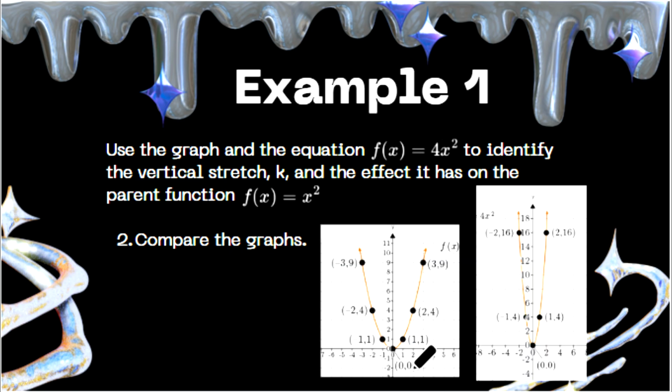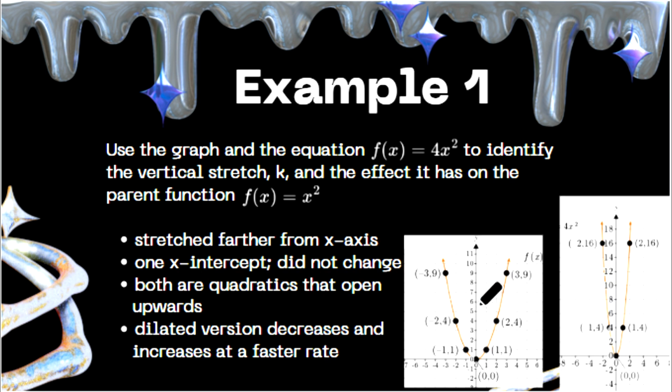Let's look at the graphs. You can see that the graph has been stretched, which means it's a vertical dilation. It's moving up, which means all of these y points are moving further away from the x-axis. It has one intercept at 0, 0, and it didn't change from one graph to the other. Both are quadratics or parabolas that open upward. The dilated version increases at a faster rate and has steeper slopes than the parent does.